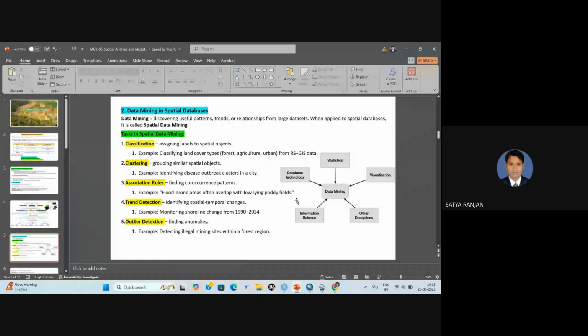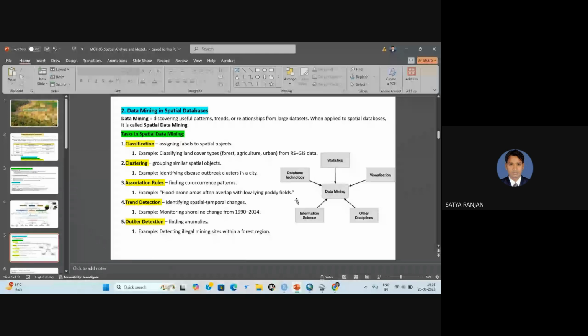Then clustering is another task of data mining. In clustering, we are grouping similar spatial objects. In unsupervised classification, different methods are there. Basically, they use clustering technology to create different classes with the help of pixel reflectance. This is the clustering technology. An example is identifying a disease outbreak cluster in a city.